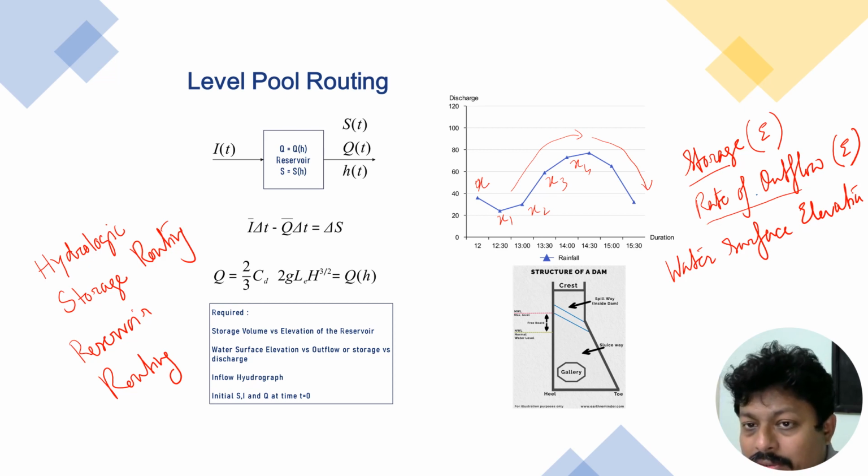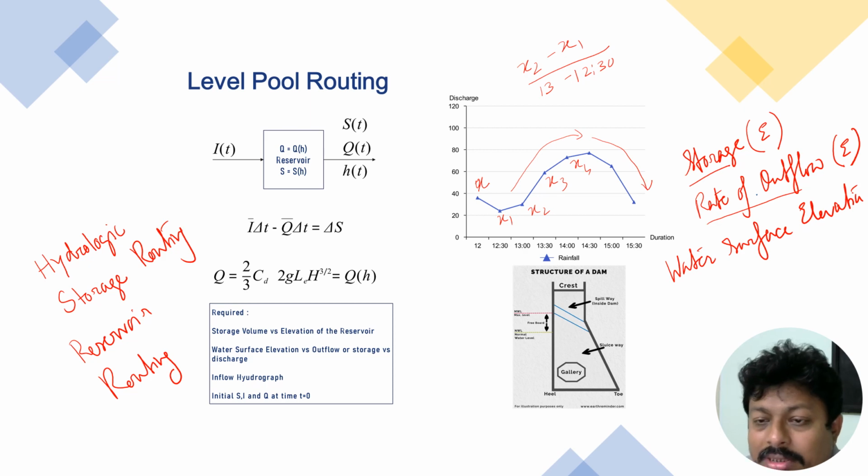So basically what is happening is, the slope is X2 minus X1 divided by the time at 13 hours minus the time at 12:30 hours. Now this rainfall is converted to runoff, and it is coming inside the dam, and it will change the water surface elevation. So with time it is changing. So this water surface elevation is actually a function of time.